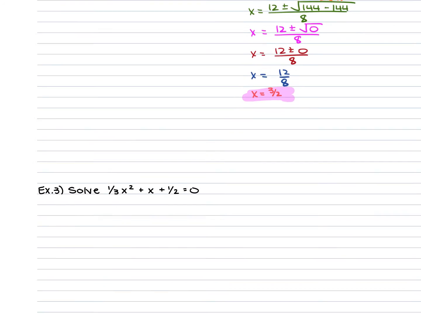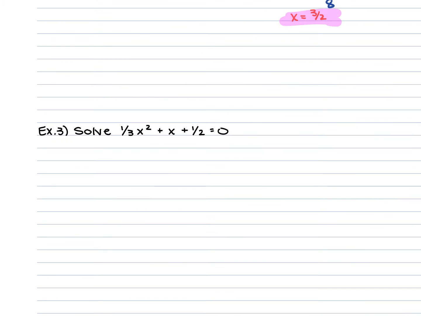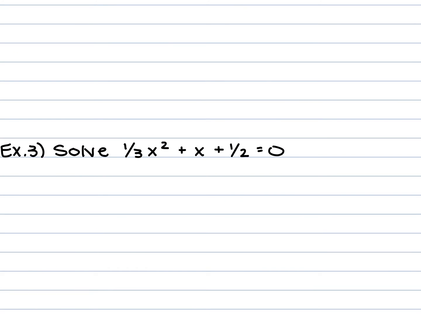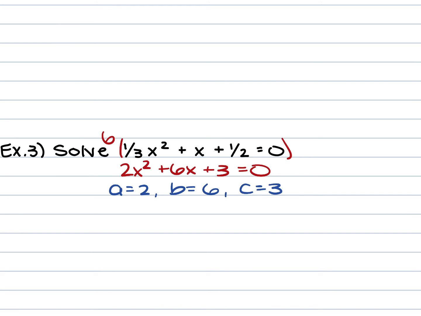For example 3, we have 1/3 x squared plus x plus 1/2 is equal to 0. You can do this one of two ways. You can either get rid of your fractions by multiplying the entire equation by your least common denominator, or you can work with the fractions. Totally up to you. I don't like working with the fractions, so I want to get rid of them. I'm going to multiply the entire equation by my least common denominator, which is 6. So this is going to turn into 2x squared plus 6x plus 3 is equal to 0. So our a is 2, b is 6, and c is 3 in this case.